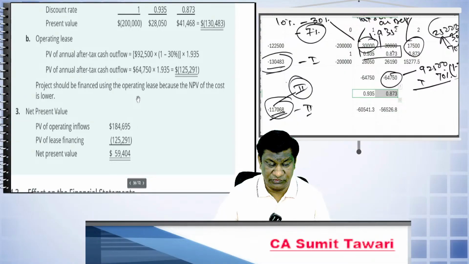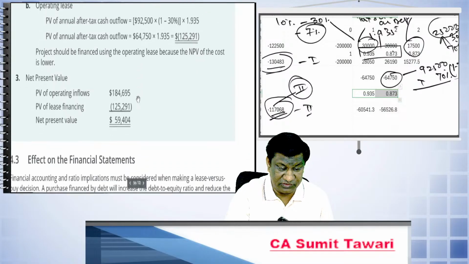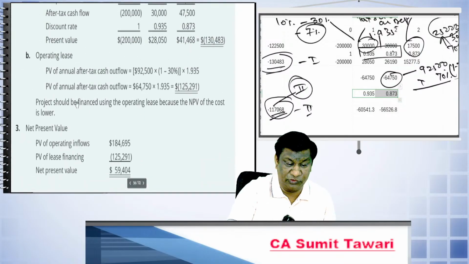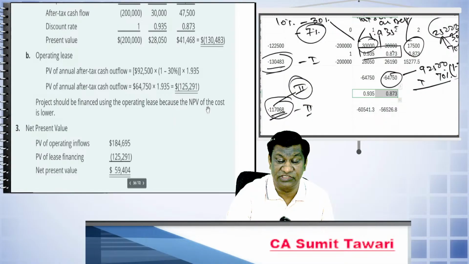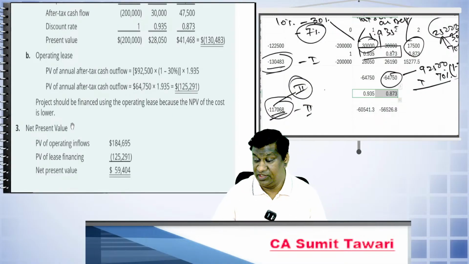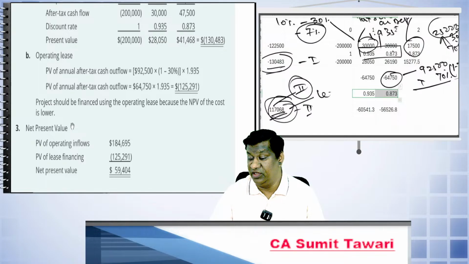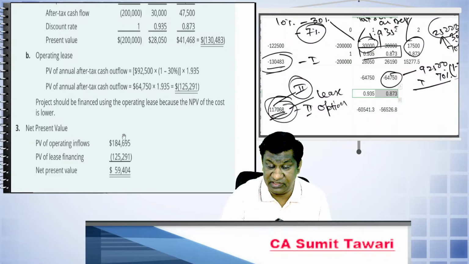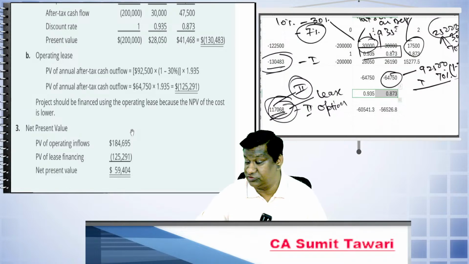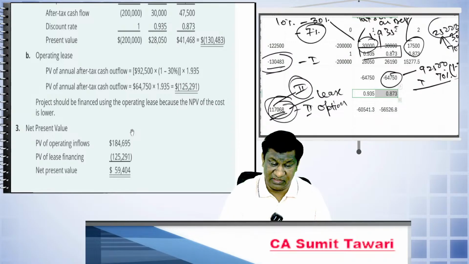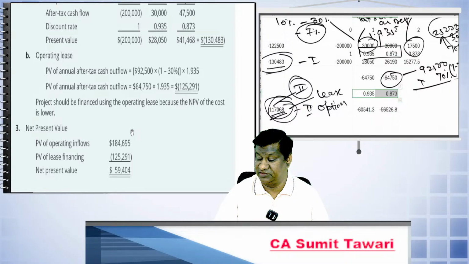Okay. So if you see the PV value, the project should be financed using the operating lease because the NPV of the cost is lower. Okay. So cost is lower, so that's why we need to go with the lease option. Have you been able to understand why the differences arise? 1.935 should be the total of these two, so that is 1.808. So somewhere there may be an error here. So the amount should be 117,068.